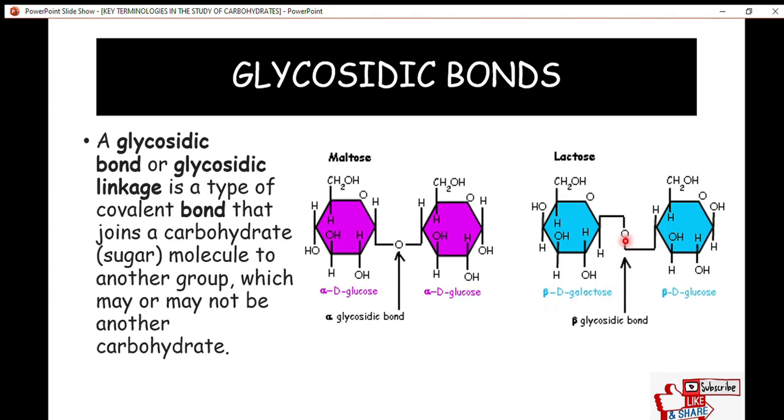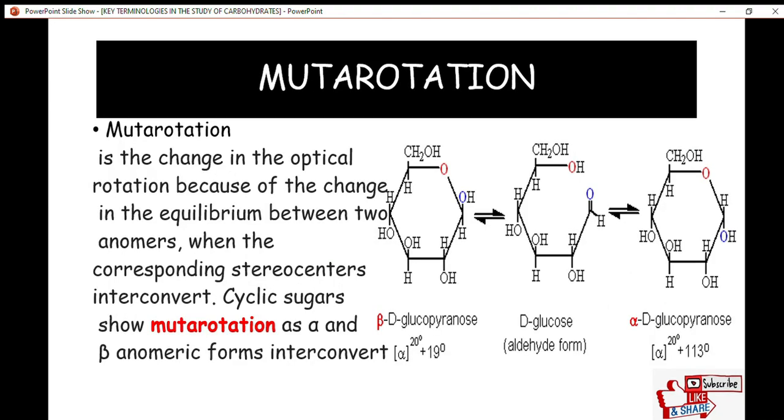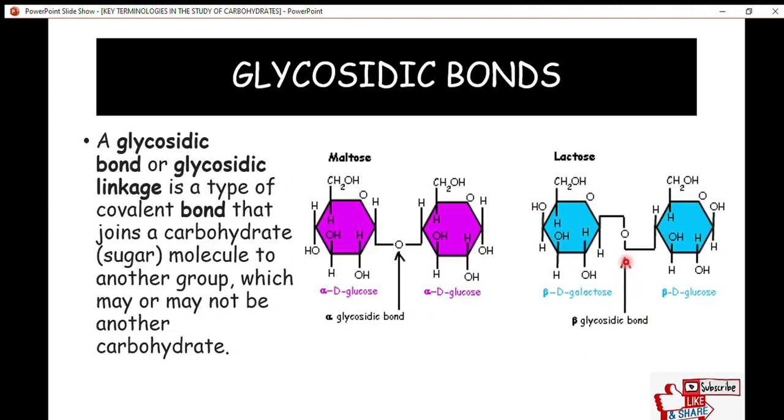And this is the glycosidic bond. It's a bond between two sugars which leads to a loss of water between the sugar molecules, and it forms a glycosidic bond. So it's a bond between two sugar molecules. As you can see here, we have a glucose here and another glucose here. The definition says which may or may not be another carbohydrate, so it can be the same carbohydrate or it can be another sugar molecule. So that's the glycosidic bond.